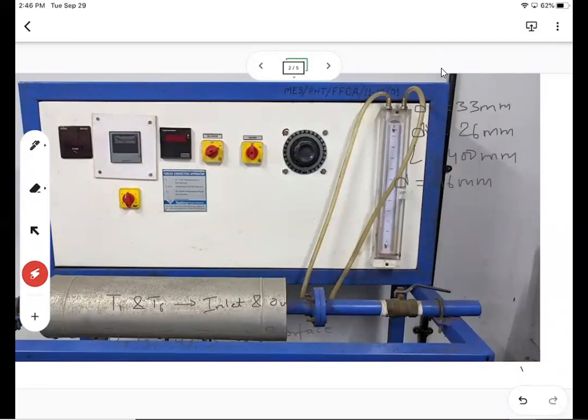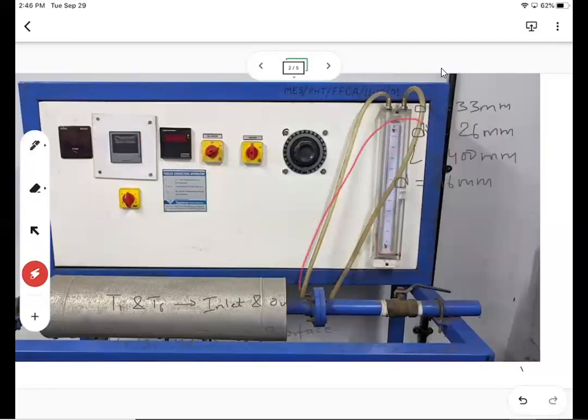So it will give you temperatures T1, T2, T3, T4 and T5, T6. All these temperatures can be determined by changing the knob setting. And over here, when the air starts flowing through this pipe, you have to set this valve first, so you get a desired change in pressure across the orifice in the manometer.